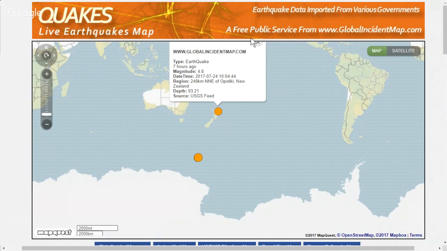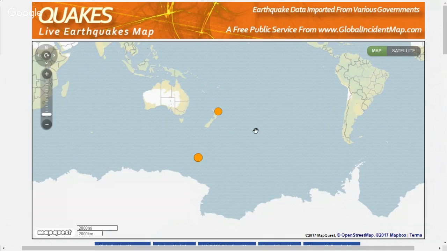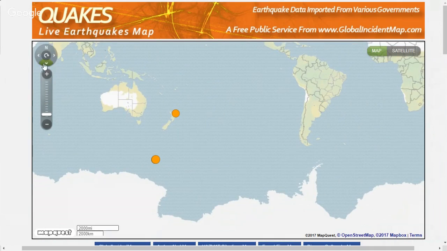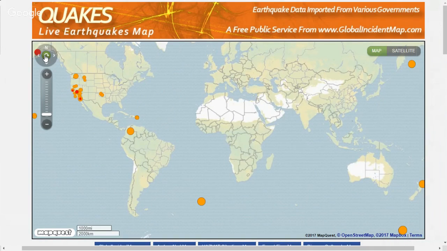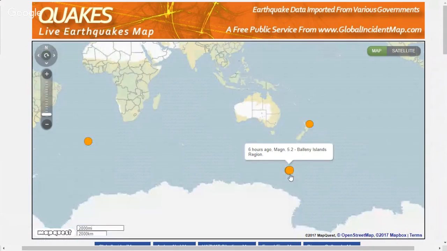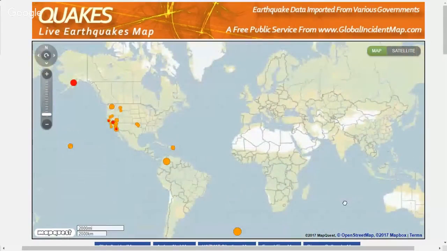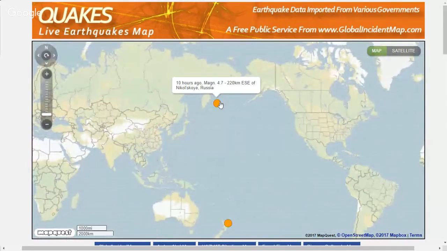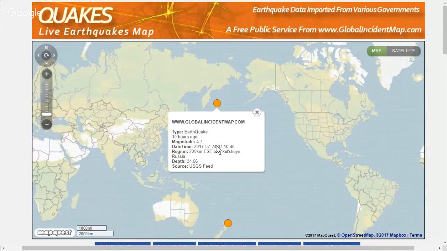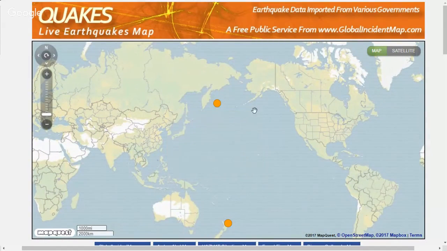Well, hopefully that dropped a boulder on Daz's house in the northern islands of New Zealand. Yeah, so it doesn't seem to be too much activity going on. What do we have up in here? A magnitude 4.7, 34 kilometers deep.